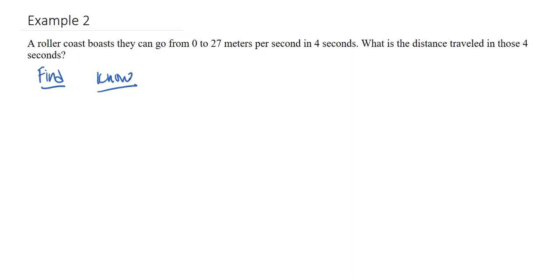So let's think about what we are trying to find. Well, we're trying to find the change in x, right? Because it's the distance. So it's the change in x, which is the distance: v0 t, so initial velocity times time, plus 1/2 a t squared. So let's go over what we know.